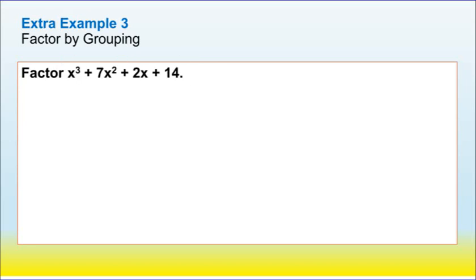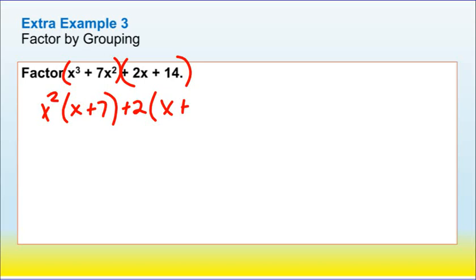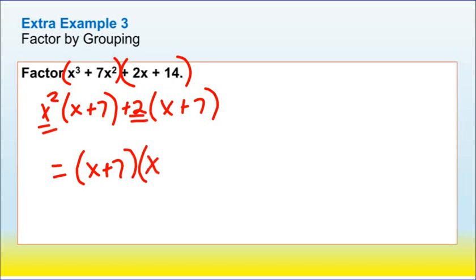Next, factor this one by grouping. So I can take out x squared. That leaves me with x plus 7. And over here, I can factor out a positive 2, and that leaves me with x plus 7. So my answer, I have x plus 7, and I have x squared plus 2.